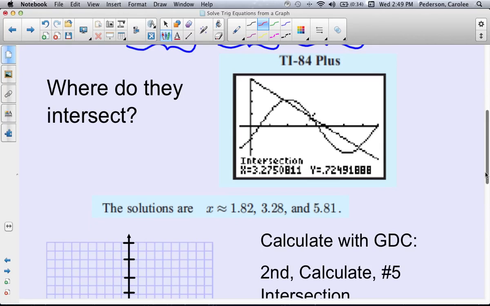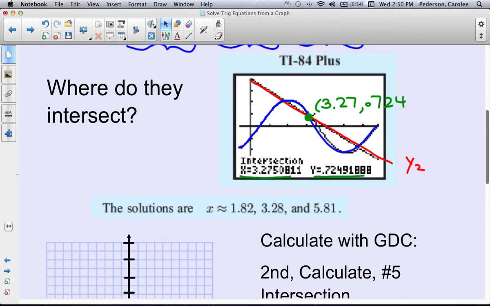I've zoomed in. Here is our red line, that's our y2 that we entered into our calculator. And here's our sine cosine wave in the blue. And what they have shown here is one point of intersection so far. There are actually 3 solutions. So here's a point, 3.27, comma, 0.724. This is the 2 pieces.